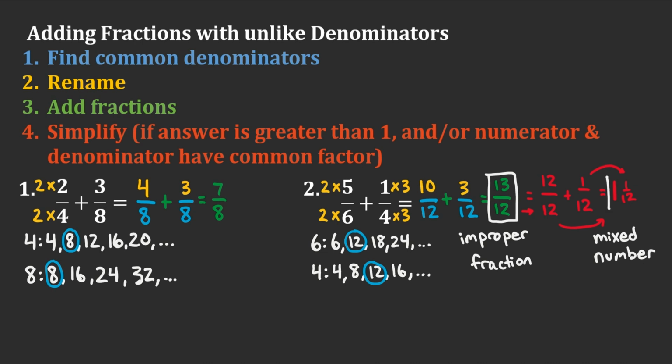Now remember, this is the exact same value as 13/12. Those are the same thing. We just simplified that improper fraction of 13/12 into a mixed number of 1 and 1/12. That's one whole pizza and 1/12 more of the pizza.